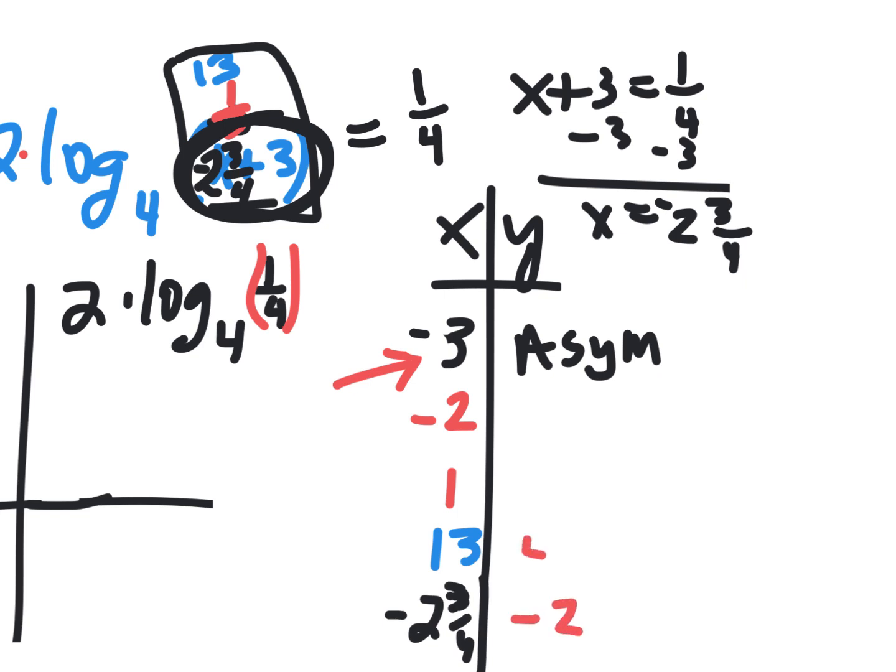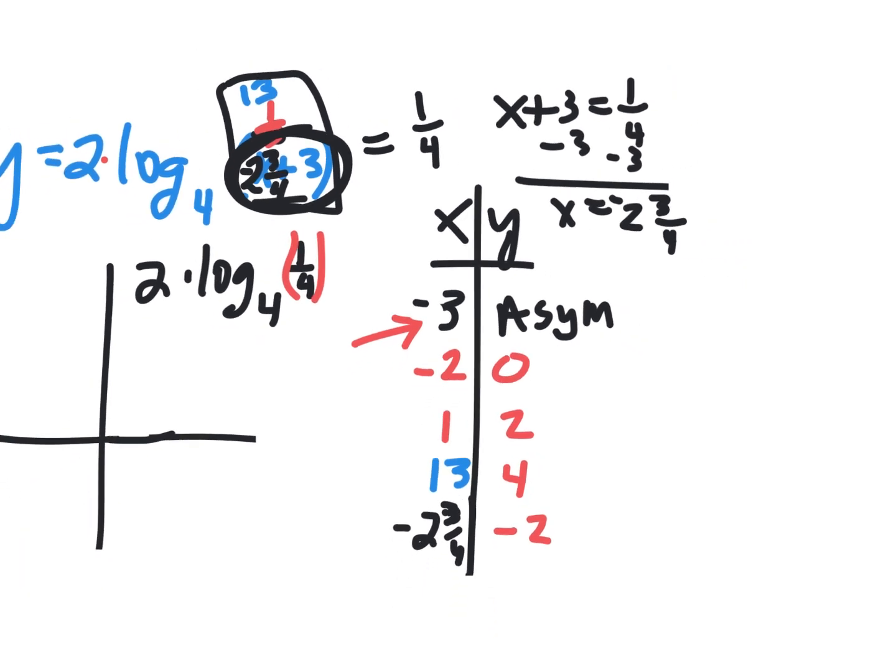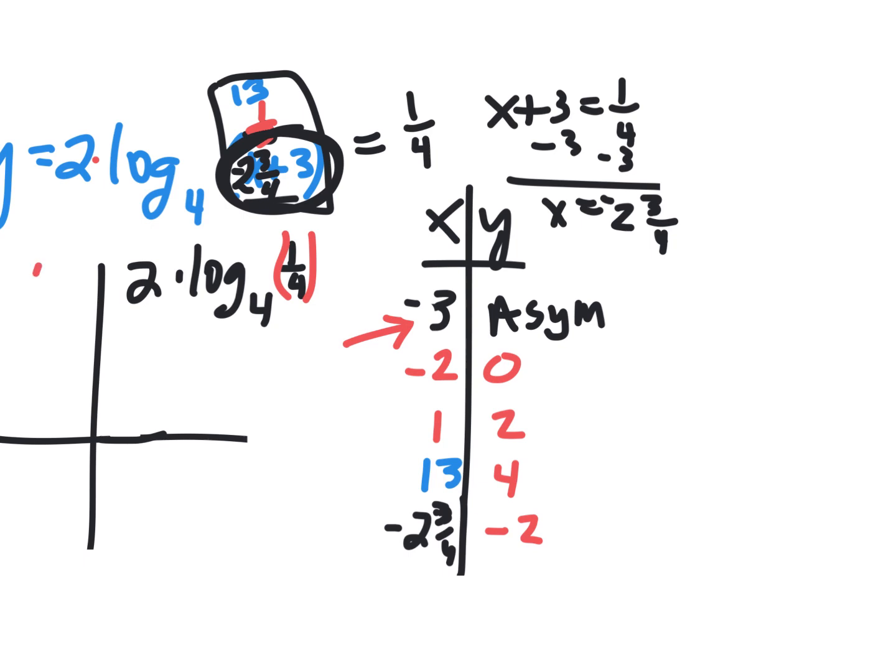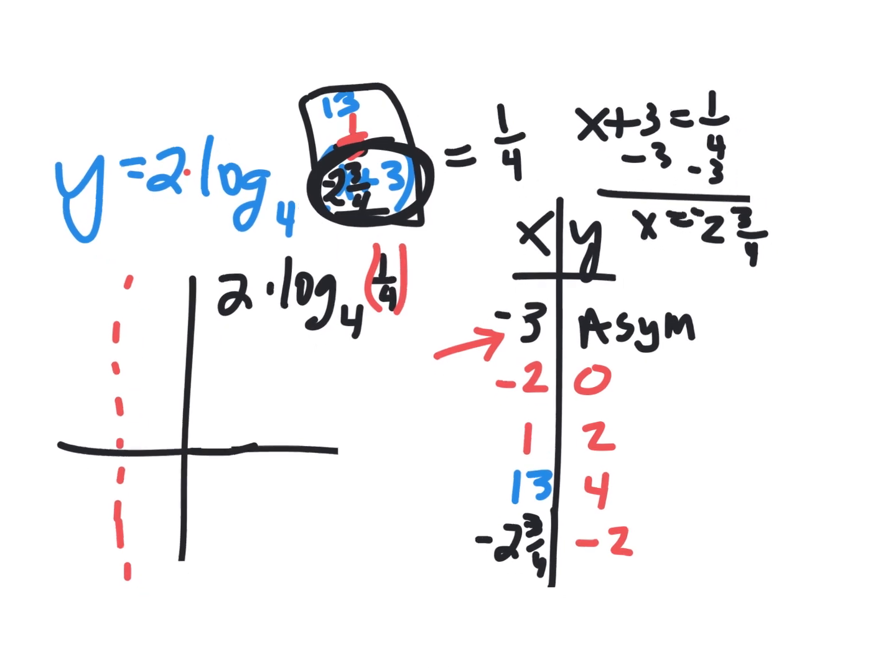And I think it was 4 for this. Double check me. And I think it was 2 for this. And I think it was 0 for that. So I got those right? Yay. Now, if you can graph points and the asymptote's at -3, this should be easy. Go ahead and graph those points. We should see what it looks like together.